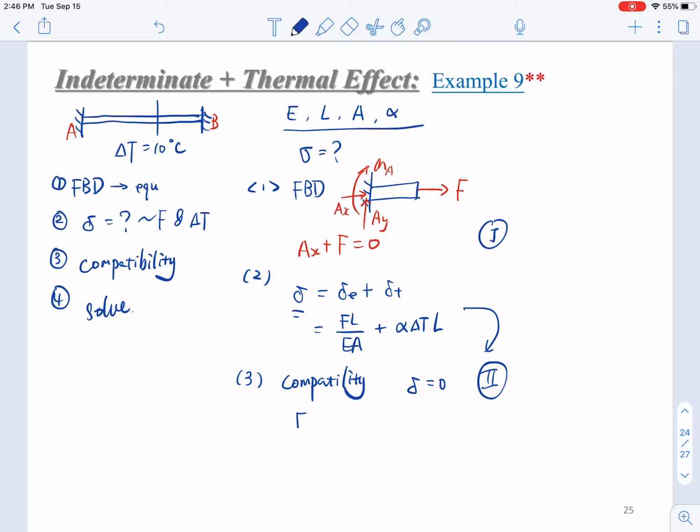So just F over EA plus alpha delta T equals 0. Since EA is known, alpha delta T are also known, so F can be solved from these constants. So you can see that using these 4 steps to solve indeterminate problems, we can solve this classical problem about temperature change.